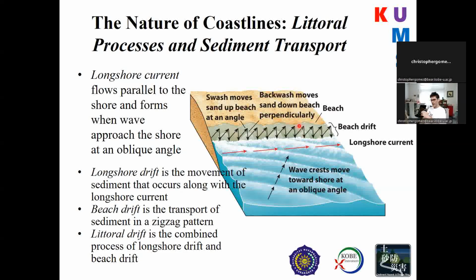This is what you have here. So this is much smaller scale here. And then you have the littoral drift, which is the combined processes of the longshore drift and the beach drift. And once you know that, you understand why we sometimes have those very long walls coming out at sea that they use to trap the sediment. It's to stop the sediment from moving away from one location to another.